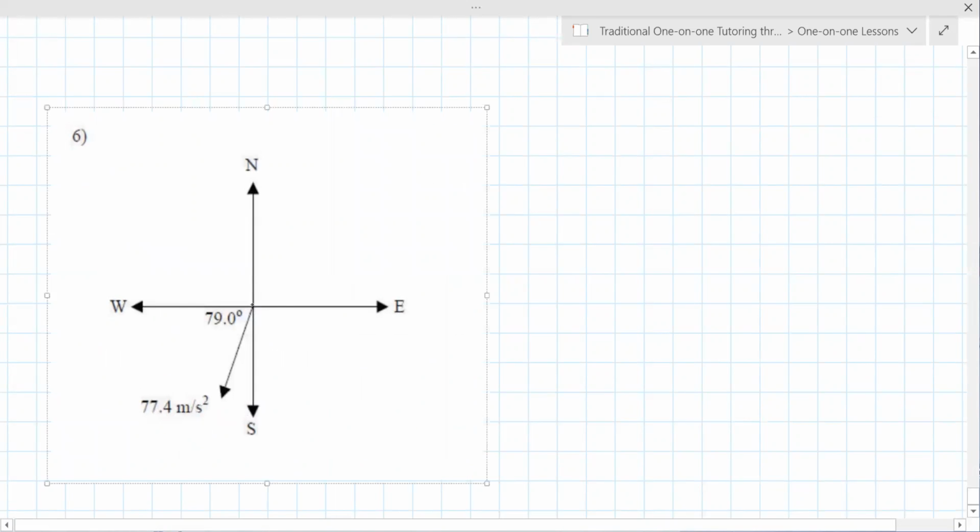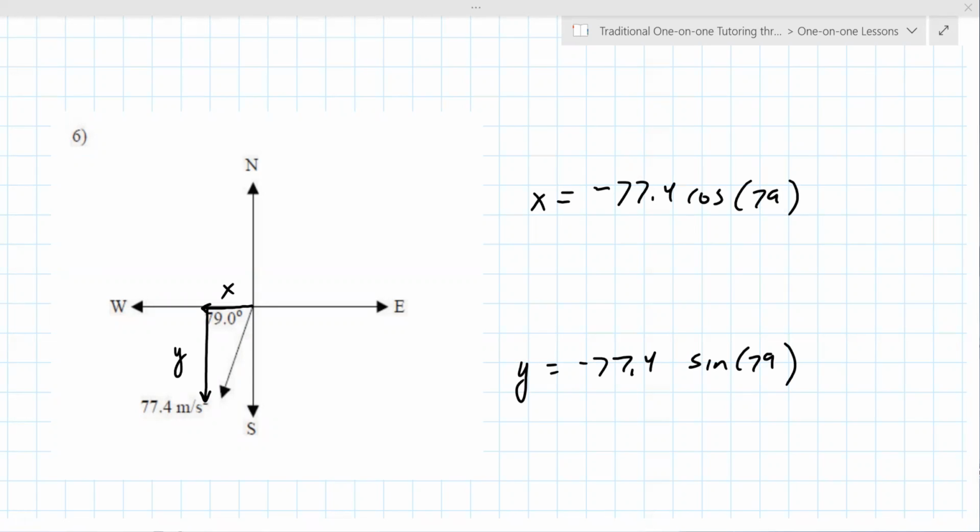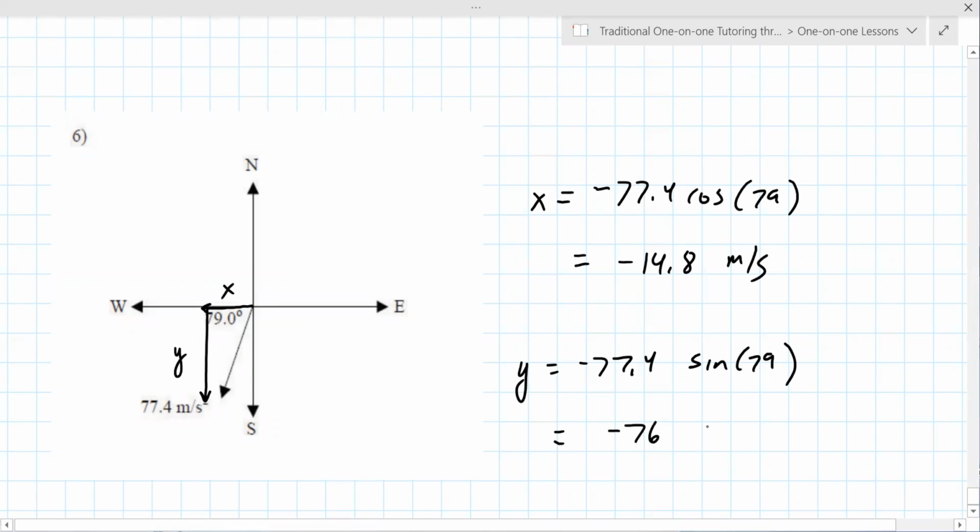So your instructor's telling you that this angle right here is 79. So we're going to go left and then down, X and Y. So they're both negative. X is minus 77.4 cosine 79. Y is minus 77.4 sine 79. And then you just get those approximations here. We got minus 14.8 meters per second. Y is something a little larger, minus 76.0 meters per second.